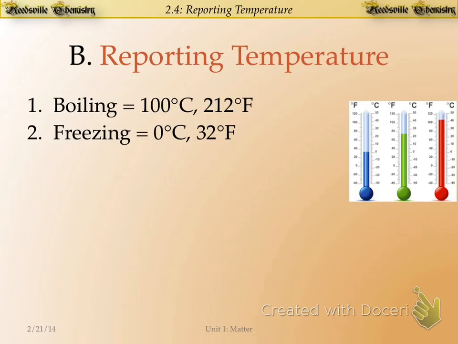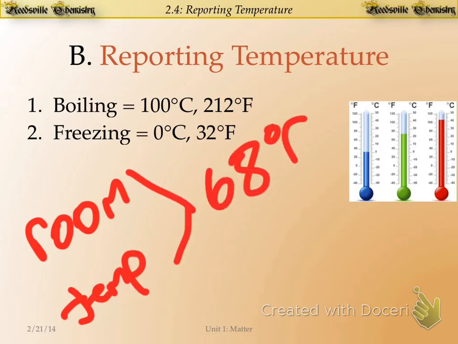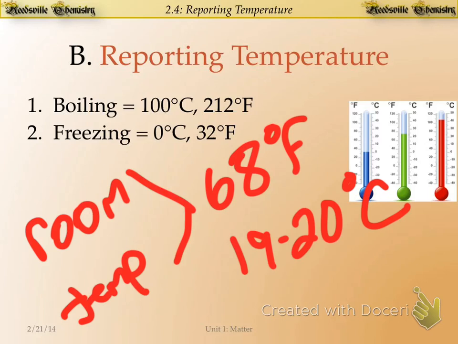Room temperature, room temp, for us is about 68 degrees Fahrenheit, or between 19 and 20 degrees Celsius. Another important number to kind of keep in the back of your head.